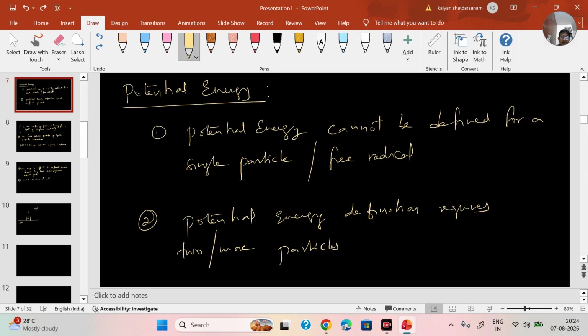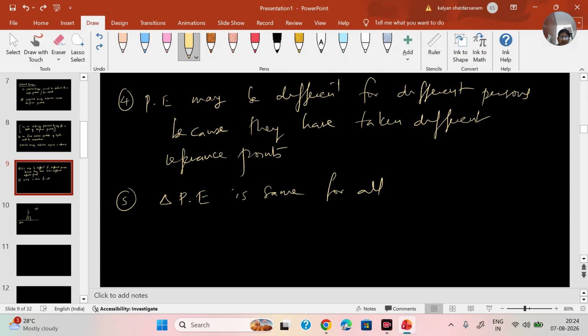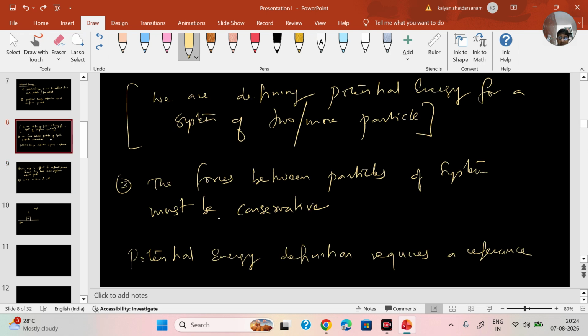So you look at the conditions now. Potential energy cannot be defined for a single particle. Even though you are saying it's the potential energy of the block, there is earth. If there was no earth, there is no question of defining potential energy. So here there are two particles, the block and the earth, for which we are defining potential energy. Second, the forces between these particles must be conservative. So are they conservative? Let's check it. The gravitational force between block and earth is definitely conservative.